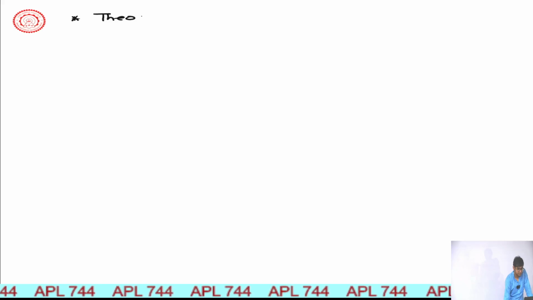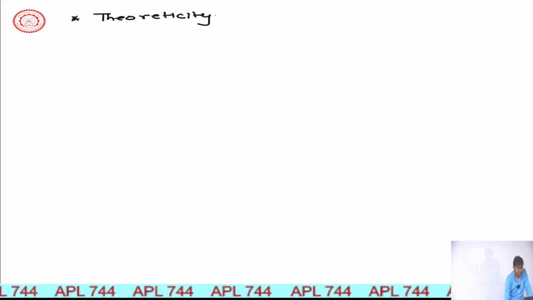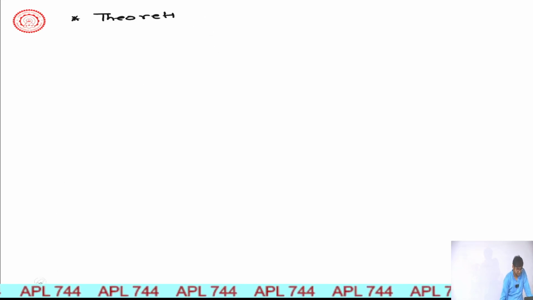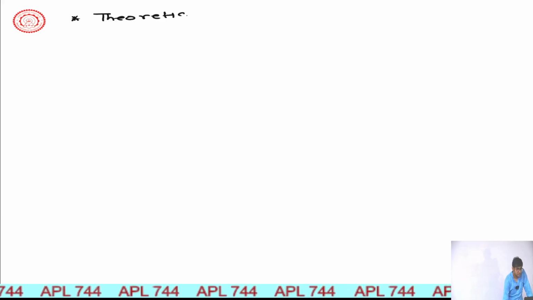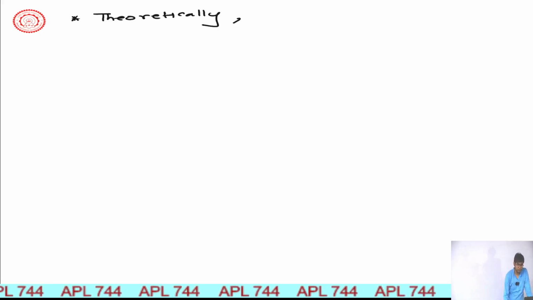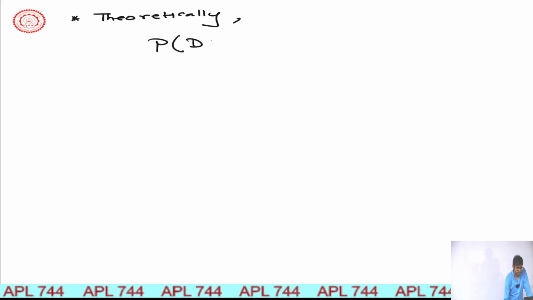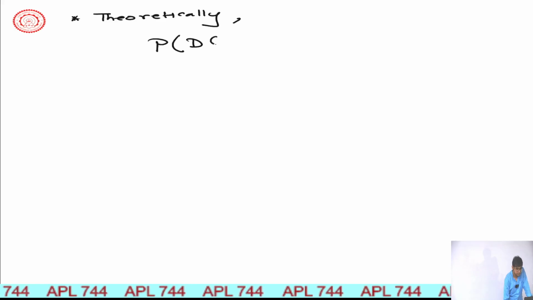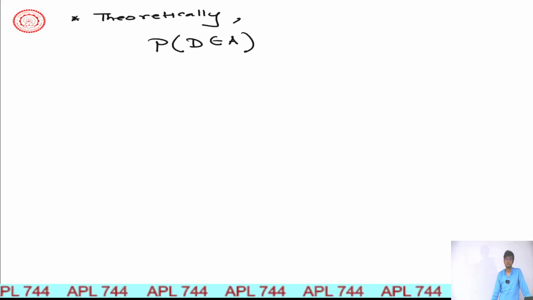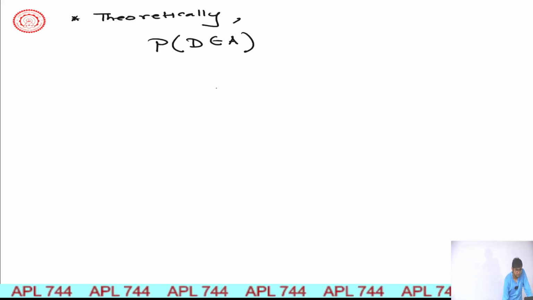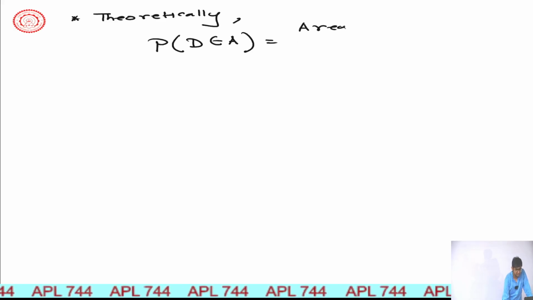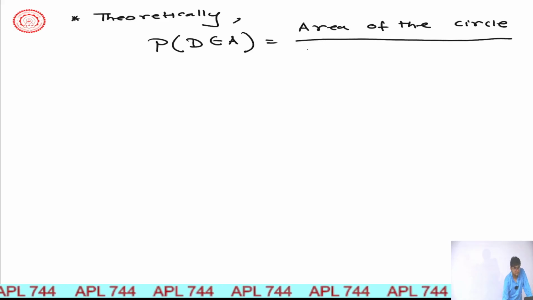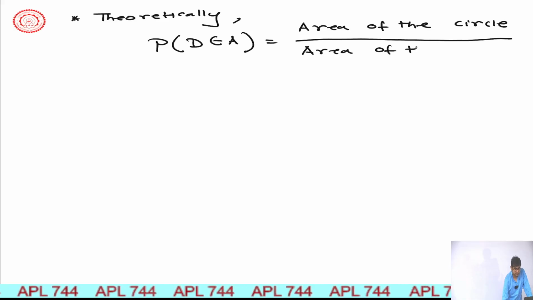Theoretically, we know that the probability of D, where D is the event of throwing a dart, belonging to A, the circular area, is equal to, as correctly said, the area of the circle divided by the area of the square.